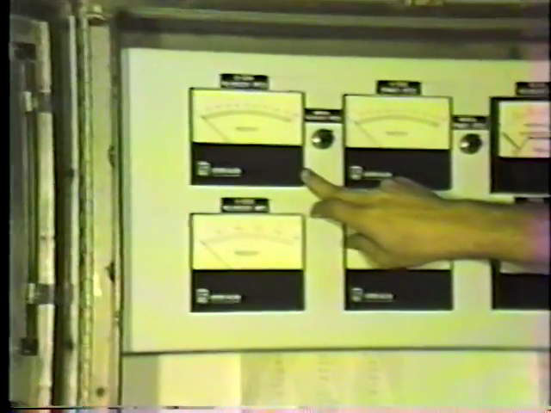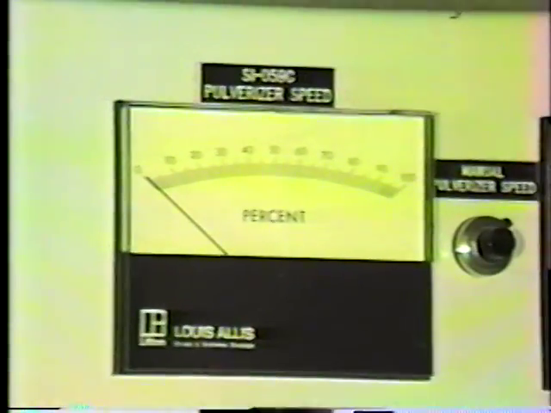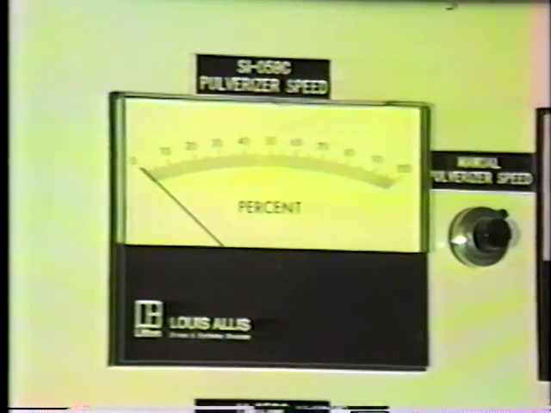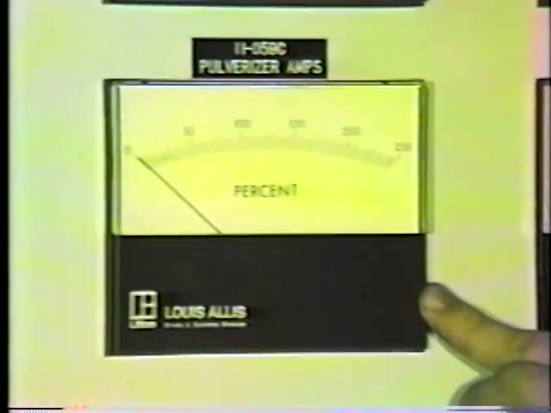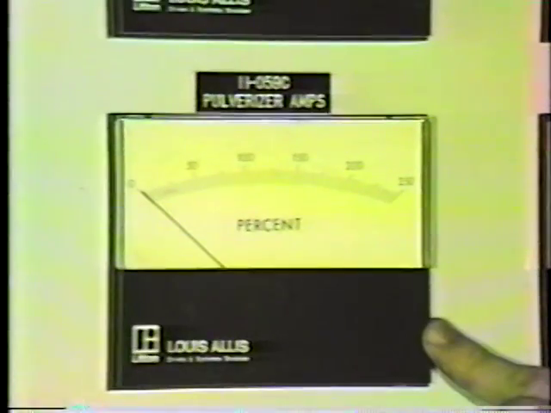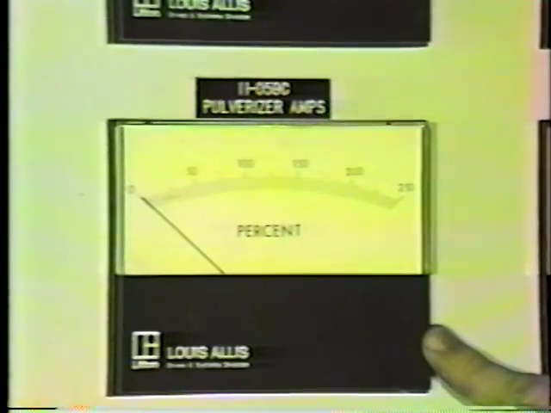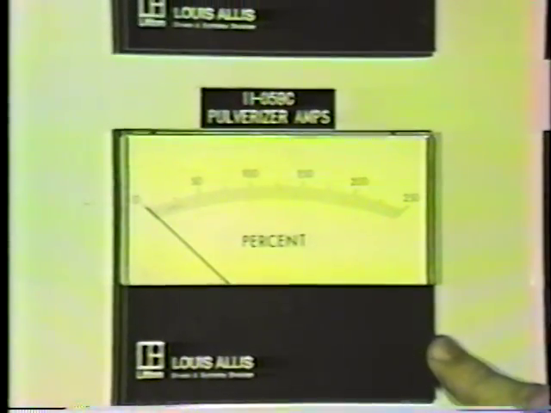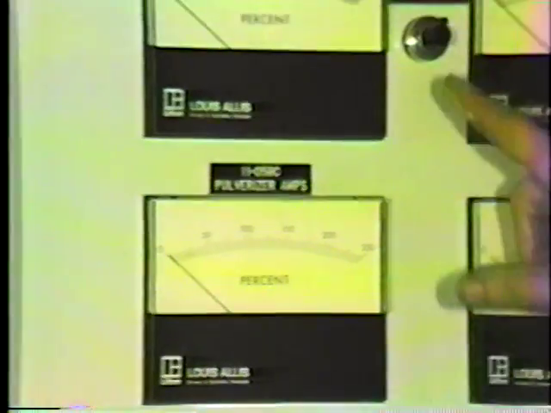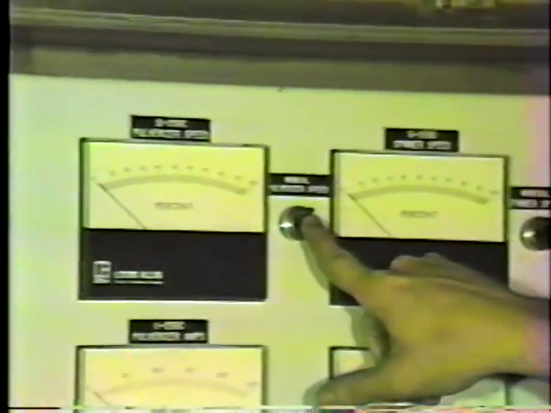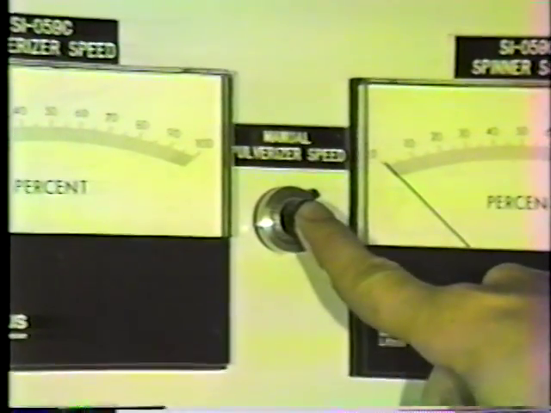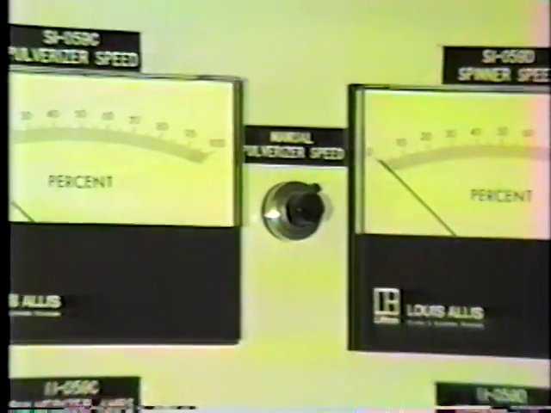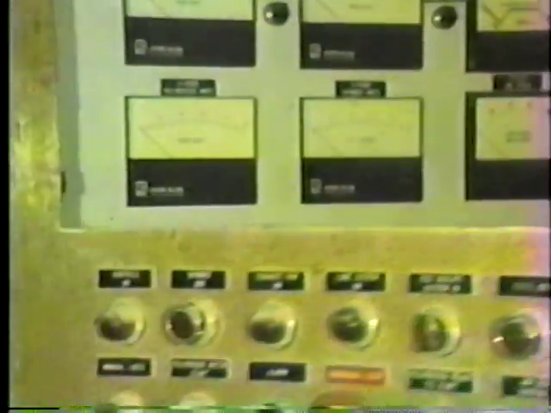Pulverizer speed meter. Pulverizer amps. Now that is in percent. That is not the actual speed. Correct. Directly below it are the pulverizer amps. That also is in percent. Is that correct? Correct. All right, what else? Manual speed pot. In case you want to go into manual, how do you do it? You have to put the panel physically in a manual mode. Show me that.